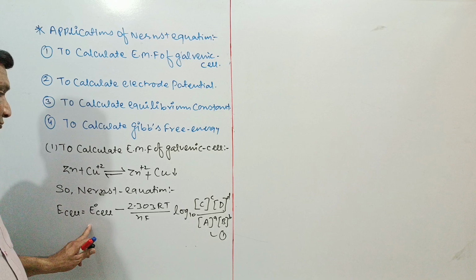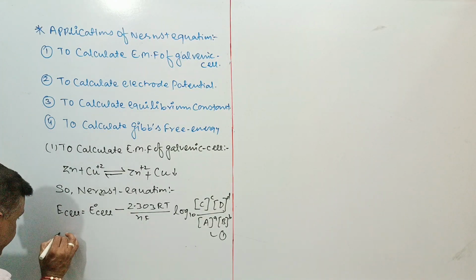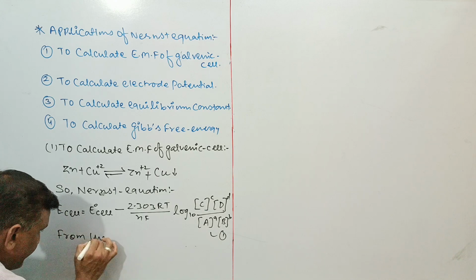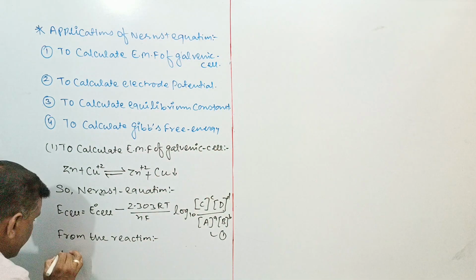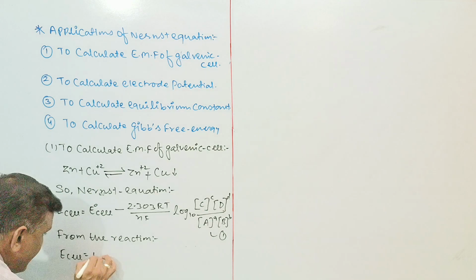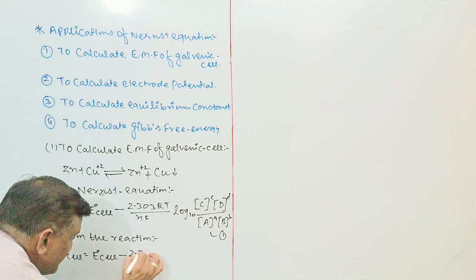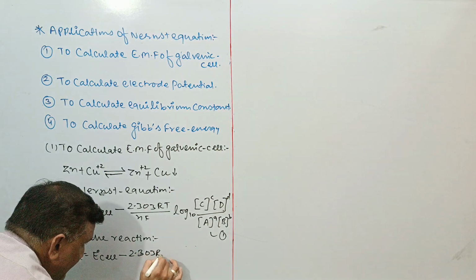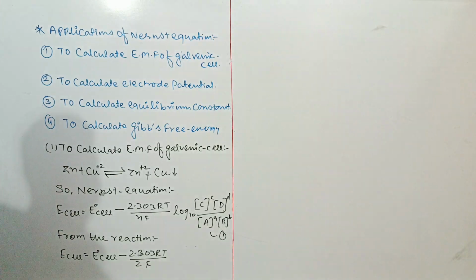If we keep the values in the equation, from the reaction, we can say E cell is equal to E naught of cell minus 2.303 RT upon 2F. Why is it 2F here?